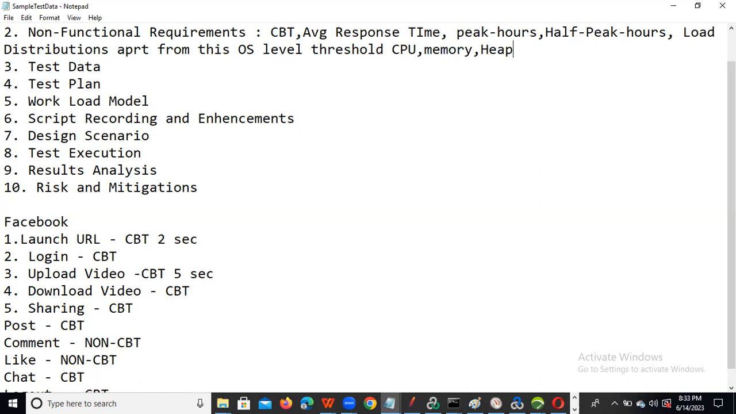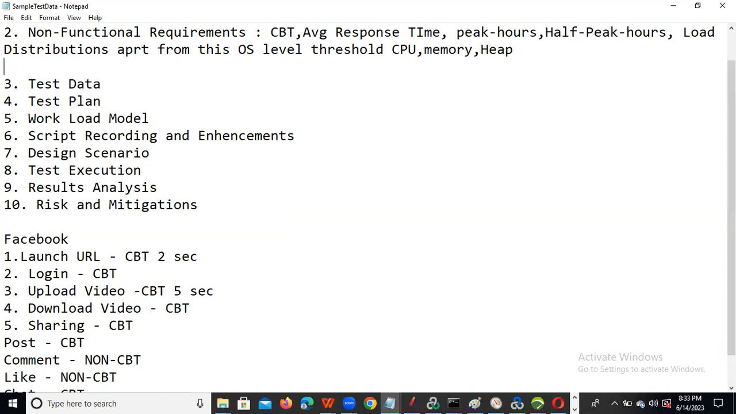And apart from this, we need to ask for the OS level statistics, like what is the CPU, memory utilization, and heap utilization. So these details, we can gather from whom? Client. So these non-functional requirements are very important. We need to gather all these details from the client.